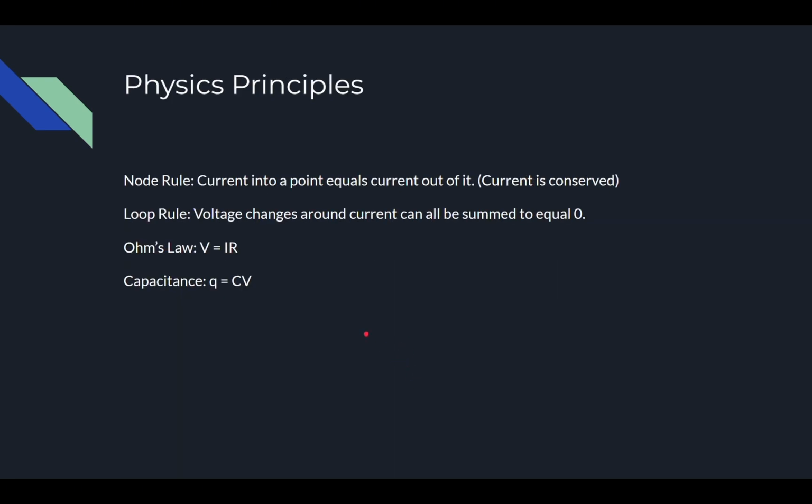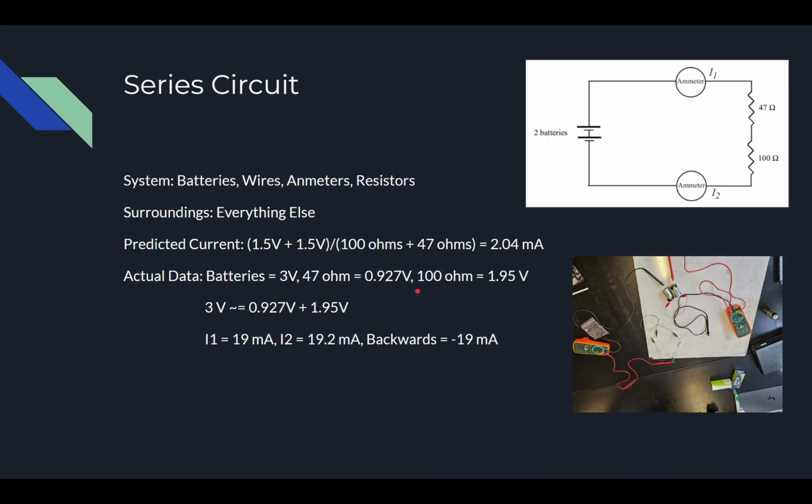The principles for this lab were the node rule, that the current into a point is equal to the current out of it, so the current is conserved; the loop rule, that the voltage changes around a loop can all be summed to equal zero; Ohm's law, which is V equals IR, where V is volts, I is current, and R is resistance; and capacitance, where charge Q is equal to the capacitance times the volts.